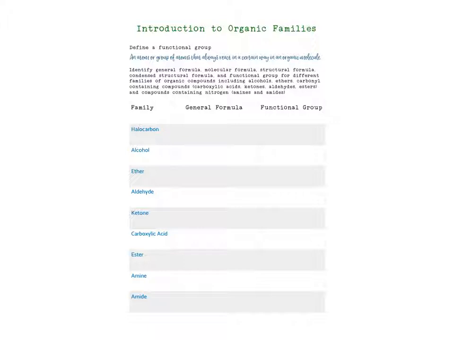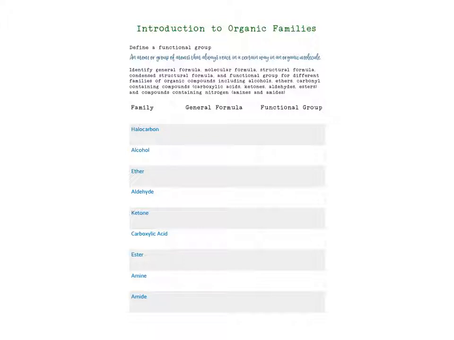Now today, for the introduction, we are not going to be looking at specific molecules and formulas, but we are going to be looking at the name of the family, the general formula, and the functional group. The functional group is the part of that family that makes it part of that family.